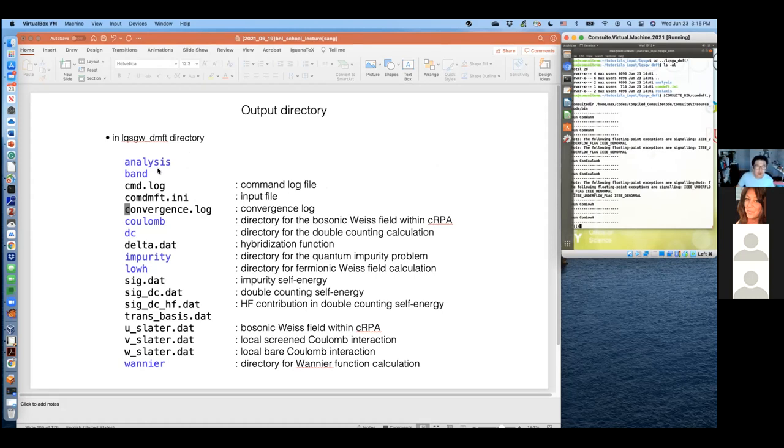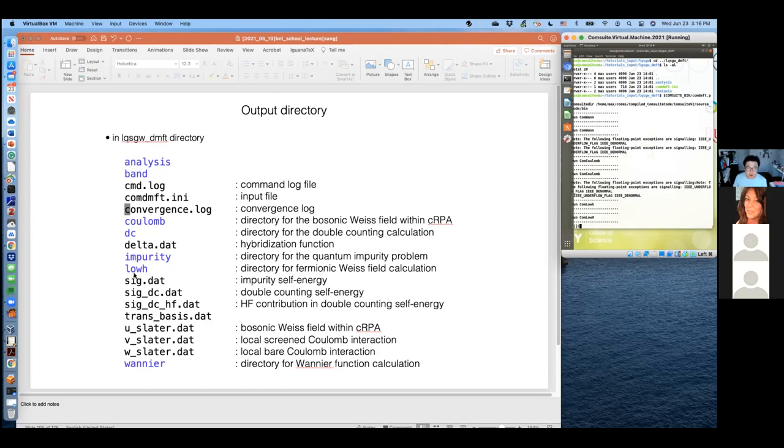Okay, so in the directory, we have the command log, which contains all the commands, and we have the input file, and we also have convergence.log. And we have the Coulomb directory, where we have input and output for the CIPA calculation. We have a DC directory for the double counting energy calculation. And we have delta.dat, which shows us the hybridization function. And we have the impurity directory, where we do all the CTQMC runs.